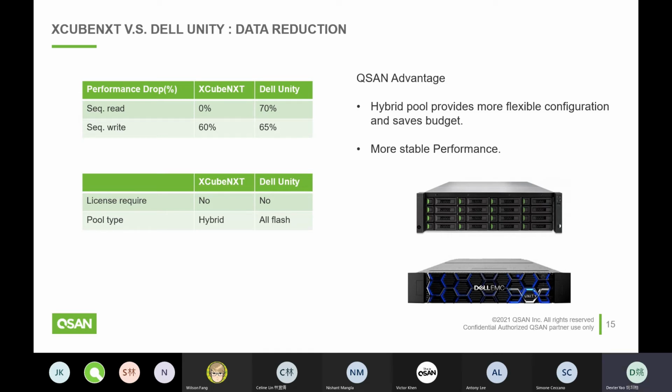Both QSAN and Dell dedupe functions need no license, but the pool type of SCube Next is hybrid, while Dell Unity requires an all-flash pool type. So to sum up QSAN's advantage, our hybrid pool provides a more flexible configuration to save the budget while providing more stable performance. So let's see Stephen's question.